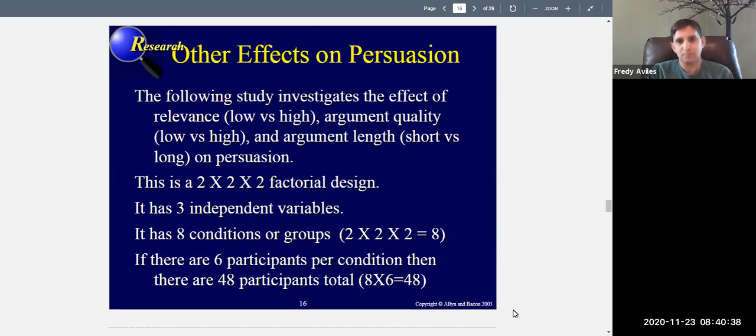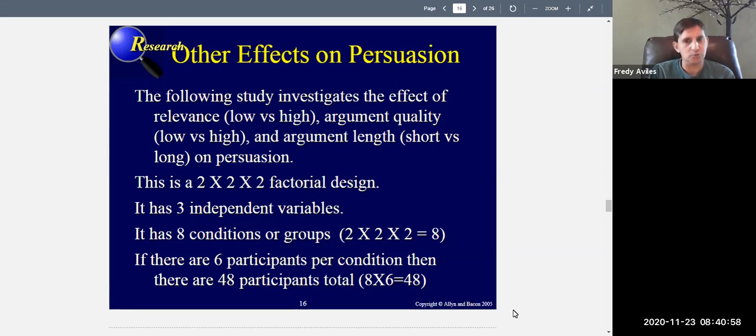2 by 2 by 2 factorial design. It has 3 independent variables. The first 2 is for relevance. It has 2 levels, low versus high. The second 2 is for argument quality. It also has 2 levels, low versus high. And the last 2 is for argument length, short versus long. Okay, it has 3 independent variables.